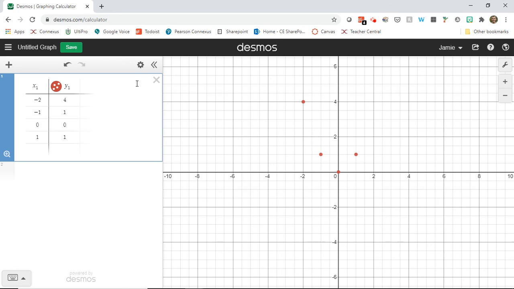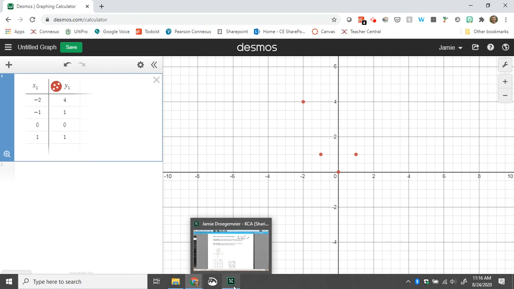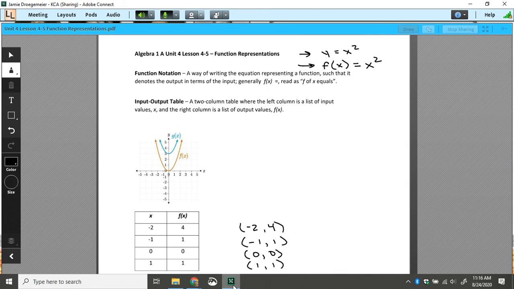So there's the points again, and you can see it is a function. If we did our vertical line test, we're only going to cross each point one time and never two points at once. All right, that's all I've got for you on function representations.